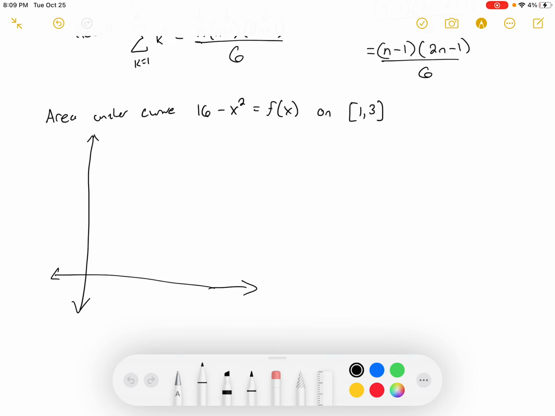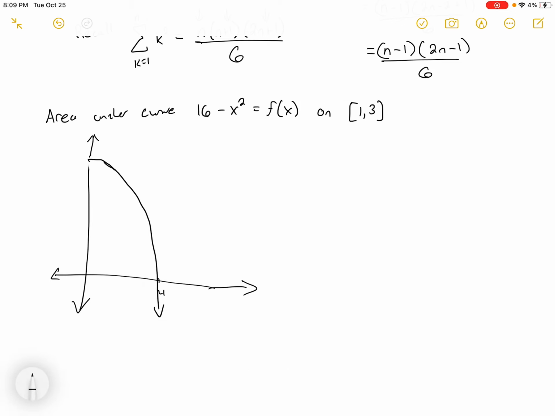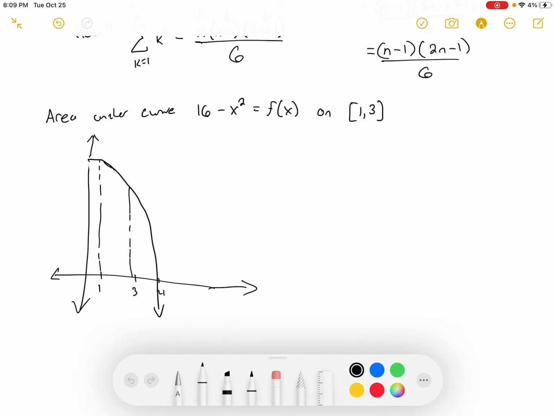So 16 minus x squared, the downward-facing parabola. Its y-intercept is up here at 16. And obviously its x-intercept is going to be down here at 4. So it's going to look something, very bad drawing to start, like this. And we are concerned with this area between 1 and 3. We're concerned with this shaded area between the x-axis, the curve, and the line x equals 1 and x equals 3. Okay, so first let's find it with a definite integral.